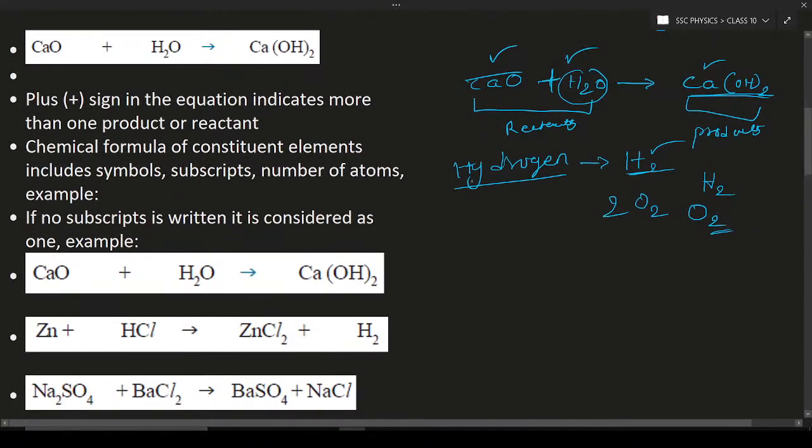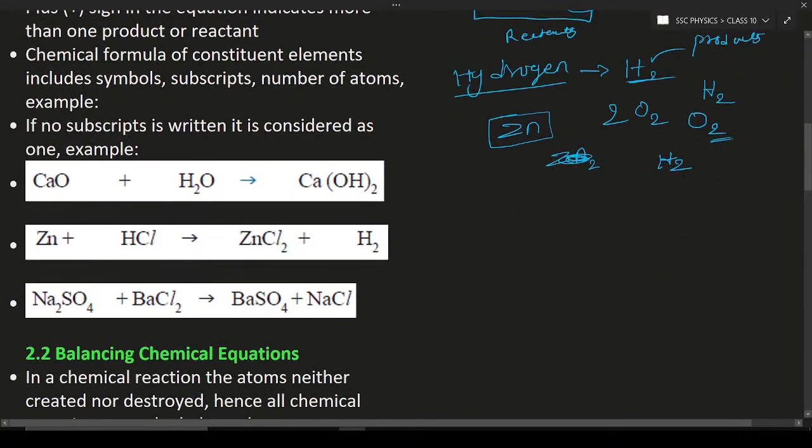Okay, fine. So if no subscript is written, it is considered as 1. For example, you can write zinc. In zinc there is no subscript like 1, 2, 3, and so on. So what does it indicate? It indicates that only one zinc atom is present. If you write Zn with subscript 2, it indicates that 2 zinc atoms are present. Or you can write H2 here also. H2 means 2 hydrogen atoms are attached.